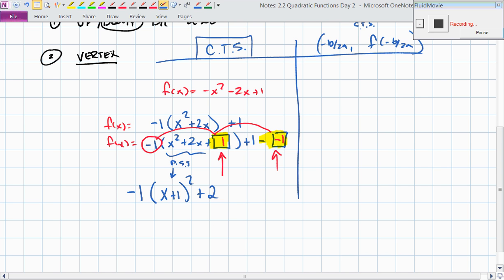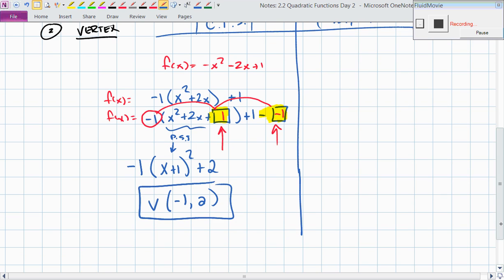Great. This is perfect, because now I know exactly where the vertex is. Where is it? Negative 1, comma 2. Very good. Awesome. I also know something else about this particular function and the parabola. What other piece of information is hidden right inside there? The negative 1. Very good. The axis of symmetry is the line x equals negative 1.